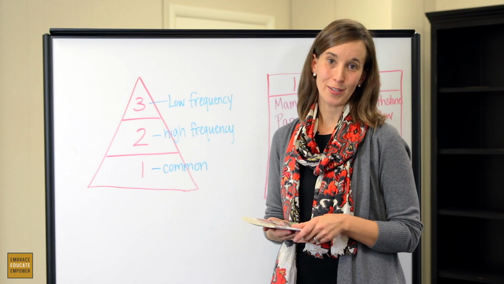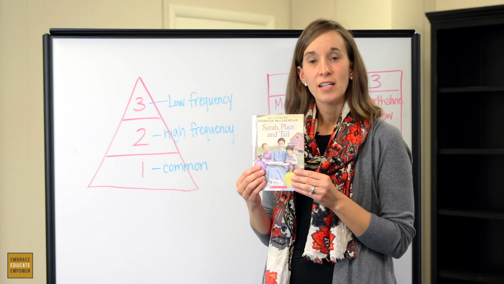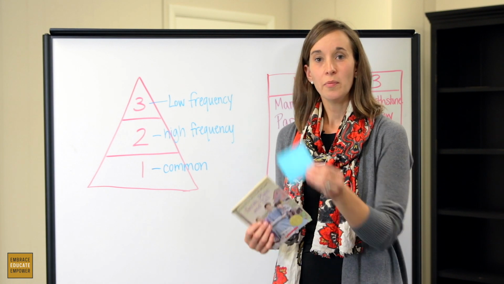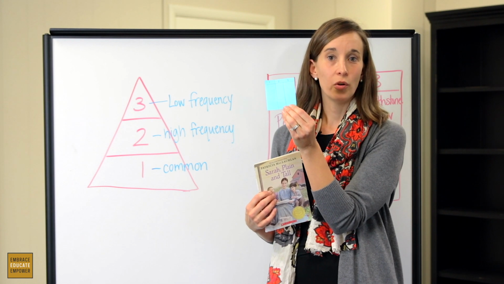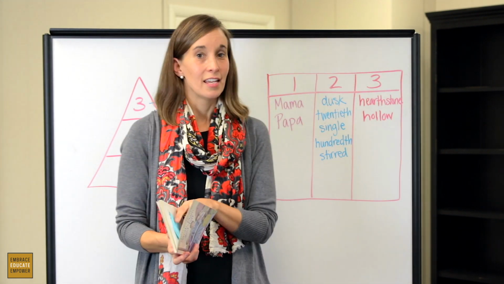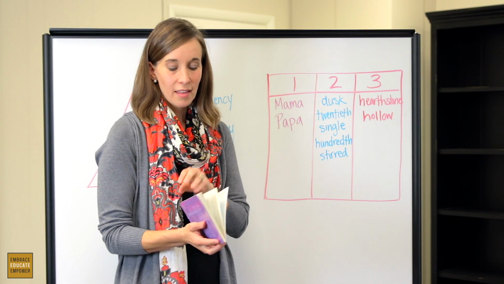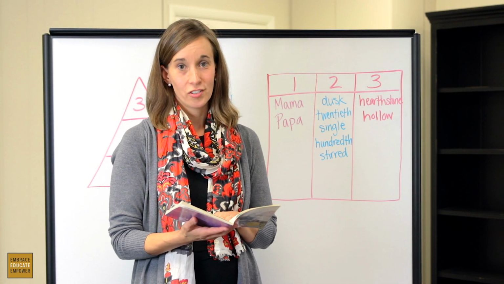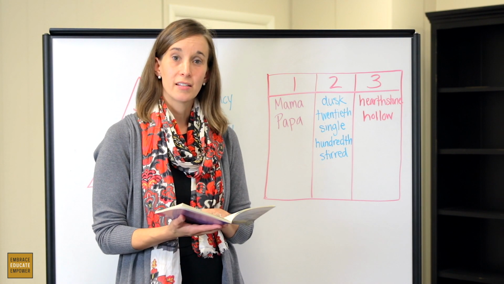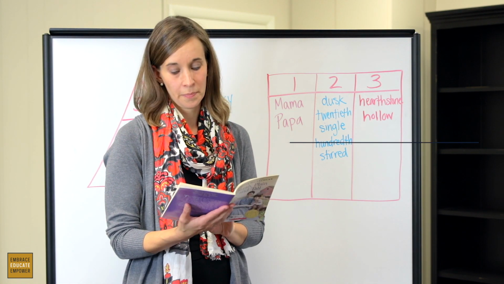So let me show you how I do this. I'm going to use Sarah Plain and Tall as my model text. And before I read, I grab a Post-it note and put the numbers 1, 2, and 3 in 3 columns across the note. Here's a larger version. Let me read you the first part of this passage, and as I read, you'll see the words that I've identified as important to teach to my students.